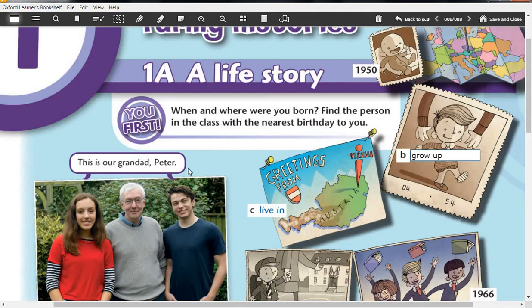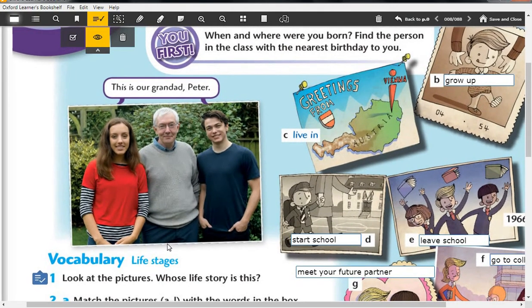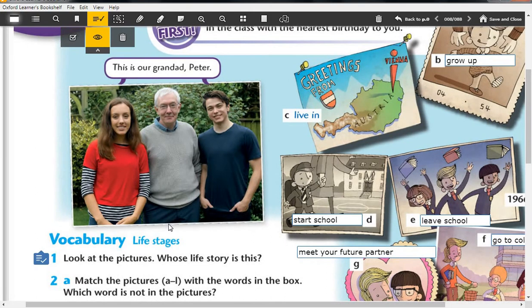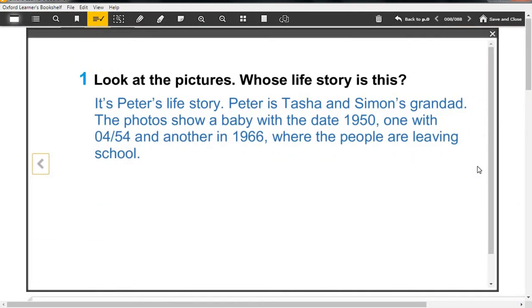Let's look at here. This is our granddad Peter, and also I'm going to show you the answers. The first question is, look at the picture. Whose life story is this? This is the life story of Peter. This is Peter's life story. And Peter is Tasha and Simon's granddad. The photos show a baby with the date 1950, one with 1954, and another in 1966, where the people are leaving school.